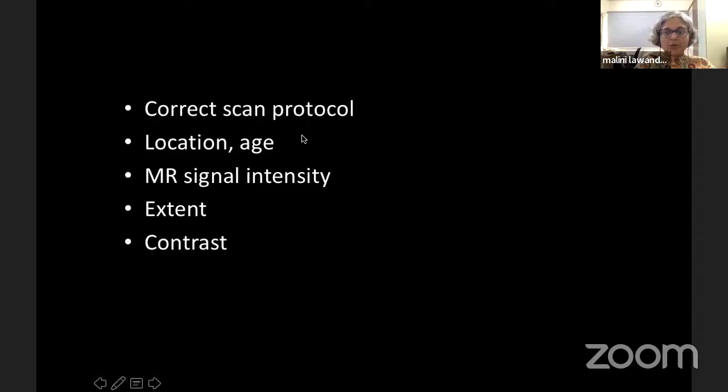Correct scan protocol, location and age, just like on X-ray. MR signal intensity. Is it fat? Is it cystic? Is it solid? Extent, MR shows you the best, and contrast is always helpful.